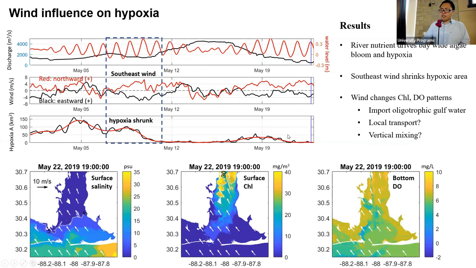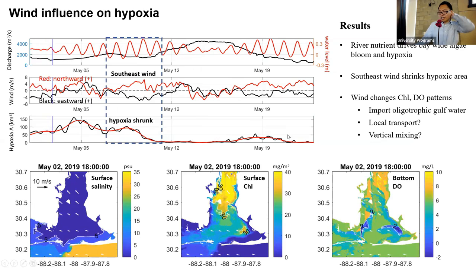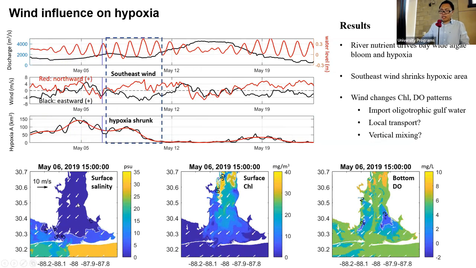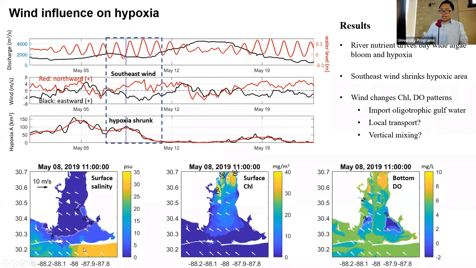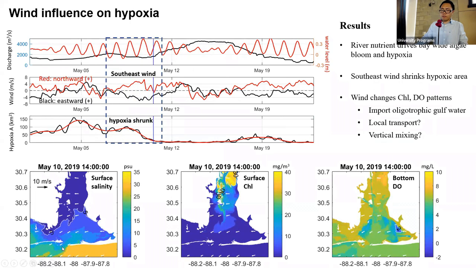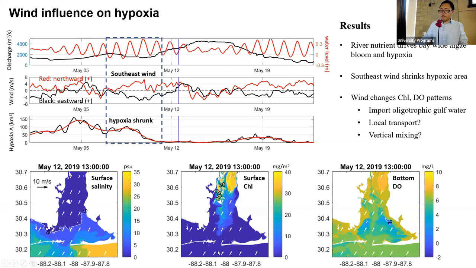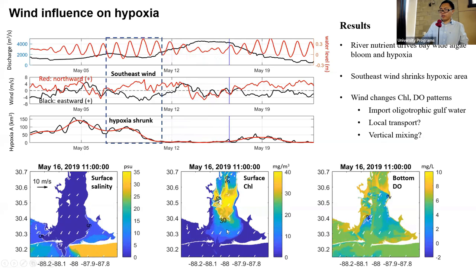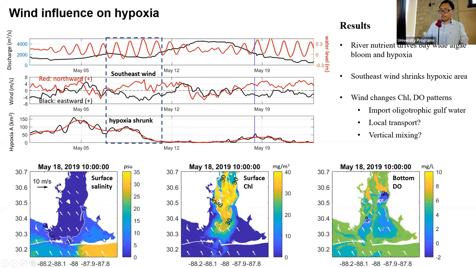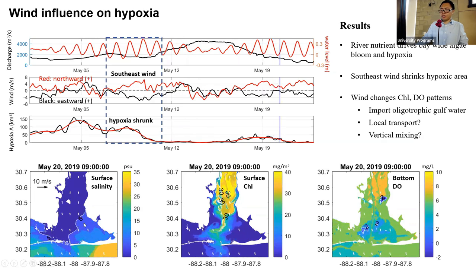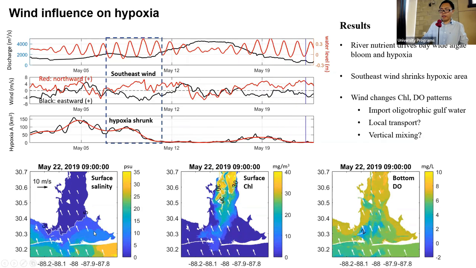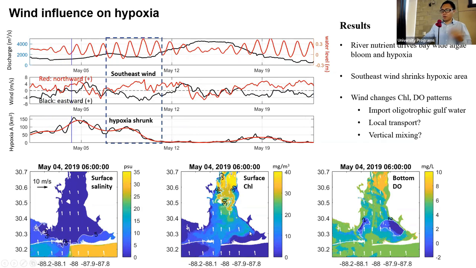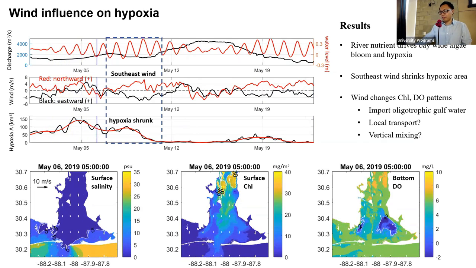The lower animation shows the monthly evolution in May 2019. The arrows show the wind. We can see that in the southeast wind, the water was pumped into the bay, but the shallow water is more oligotrophic, and that will decrease the chlorophyll in the bay. The shallow water accumulated over the right part of the bay here, and that's why this area has little chlorophyll after the wind event.